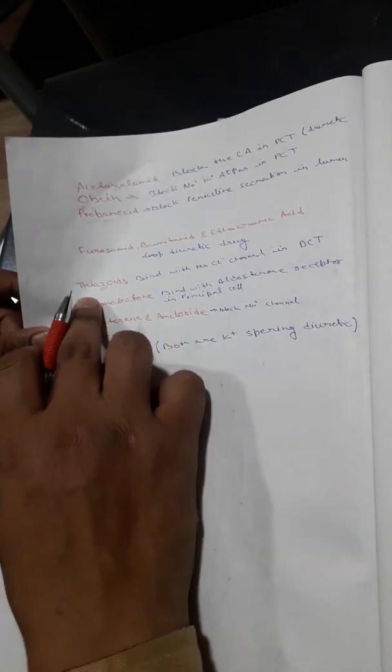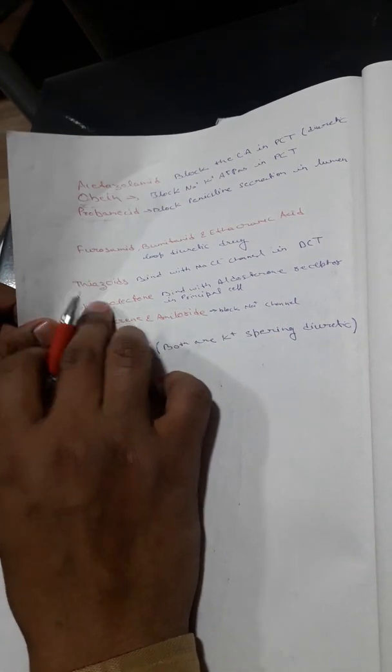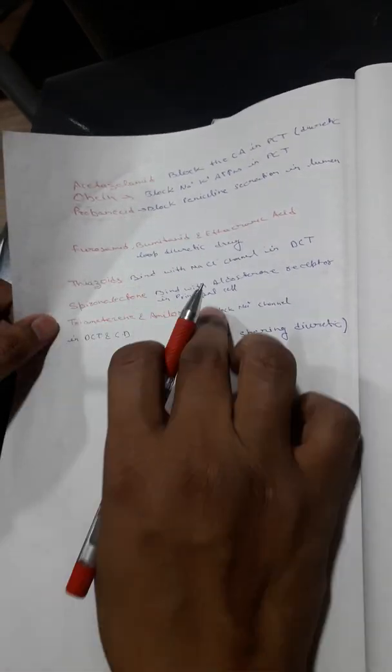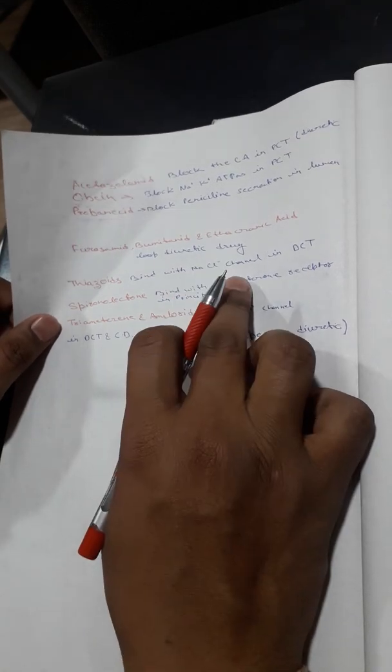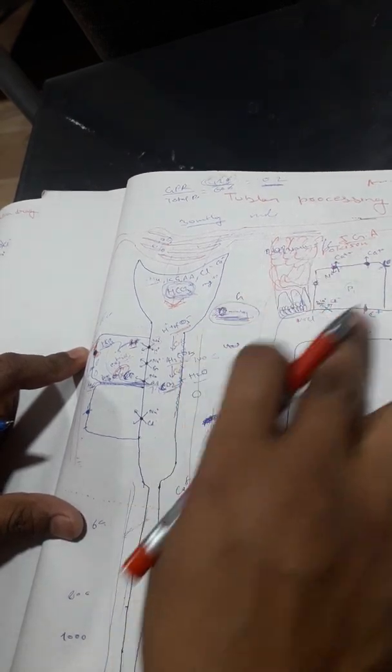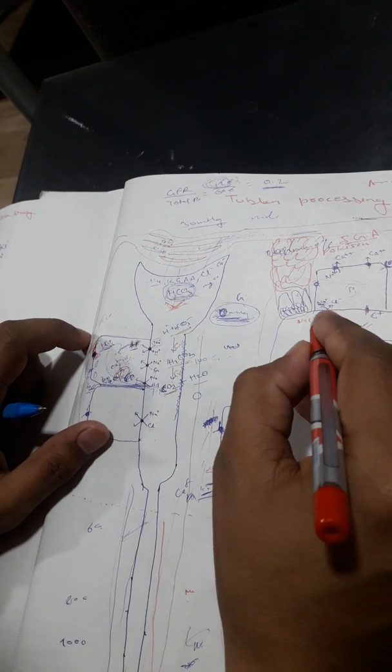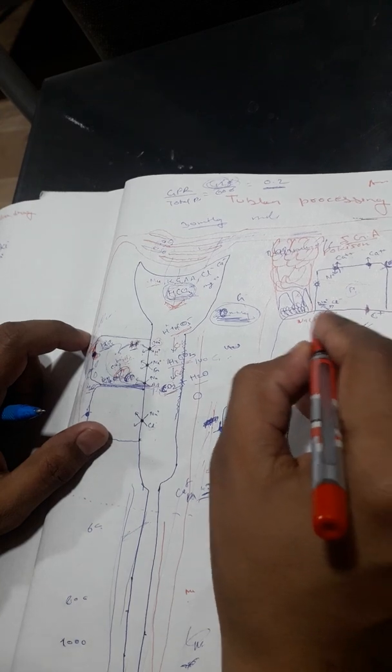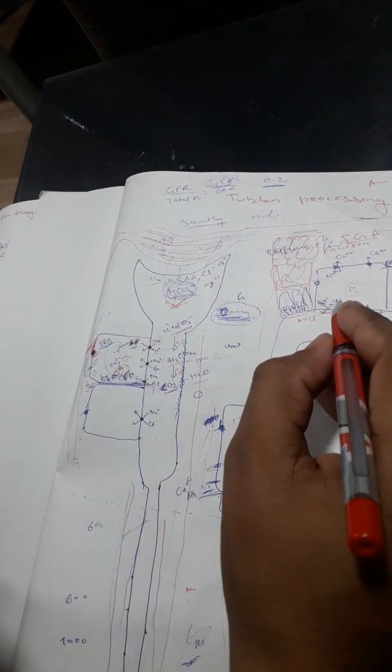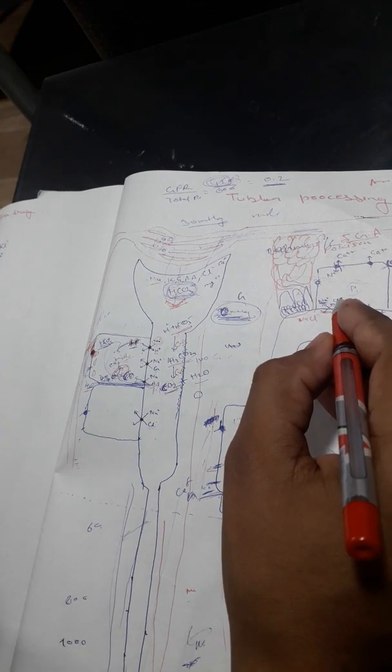The group of drugs is thiazides. Thiazide actually binds with the sodium chloride channel in the DCT. Let's see here, this is the sodium chloride channel in the DCT. Thiazide drugs are very important and functionally used. How? Because when thiazide drugs bind here, the sodium and chloride concentration inside the cell will decrease.